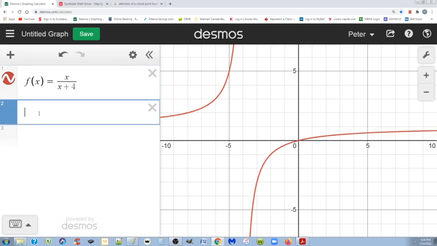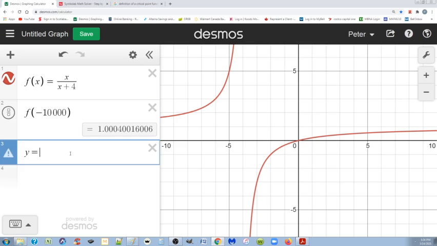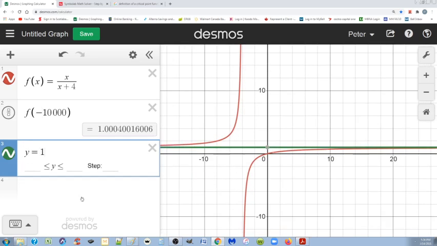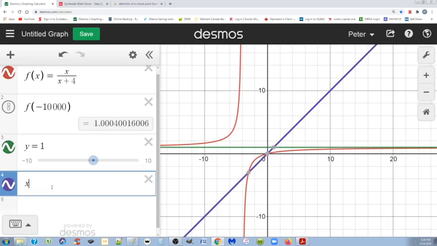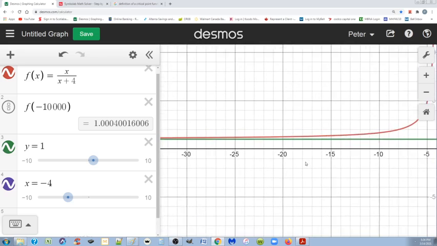And you can just set f to like a million. And look at that, I'm below it. And f is equal to like negative 10,000. And look at that, I'm just above it. Now if you look at the graph, it's very clear. And I'm going to set my x is equal to minus 4. That's why I like Desmos, is visually you're going to learn a lot faster.